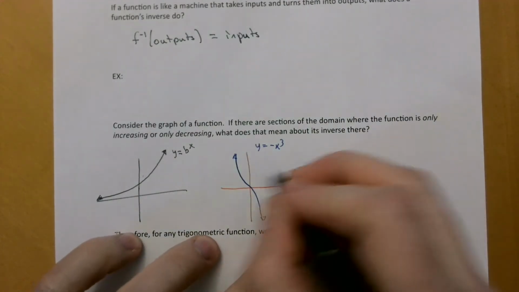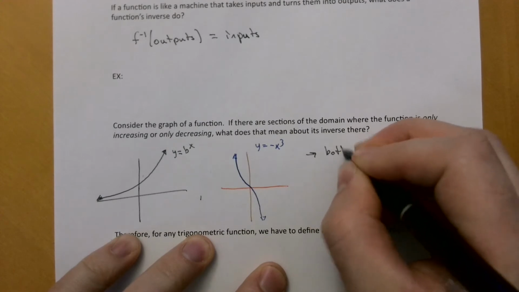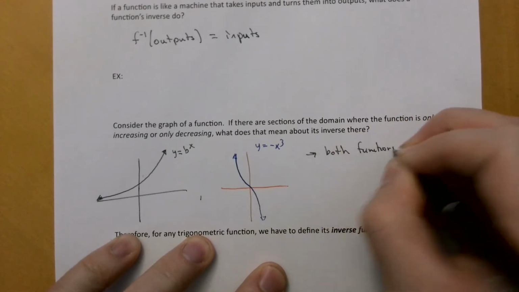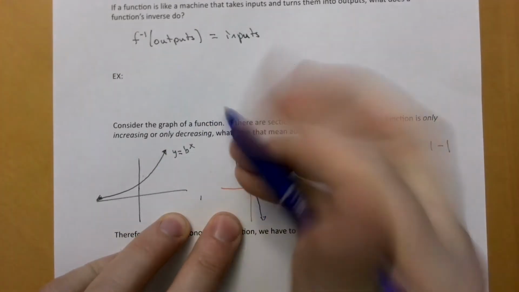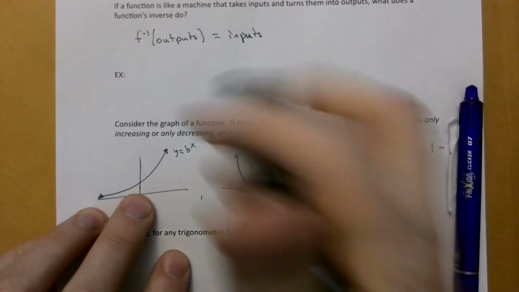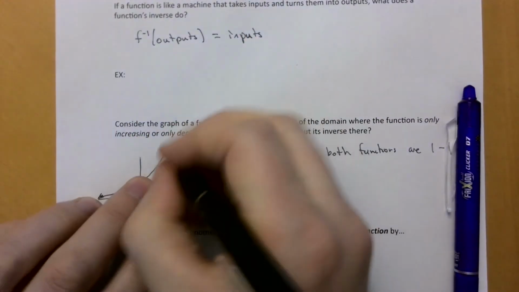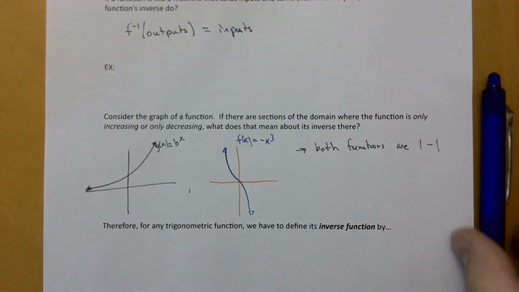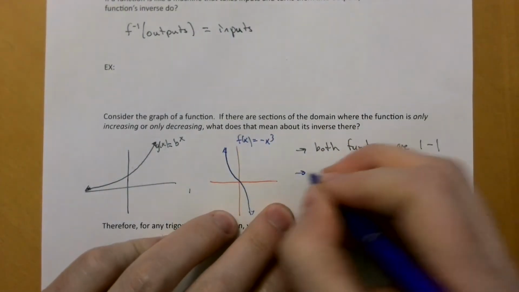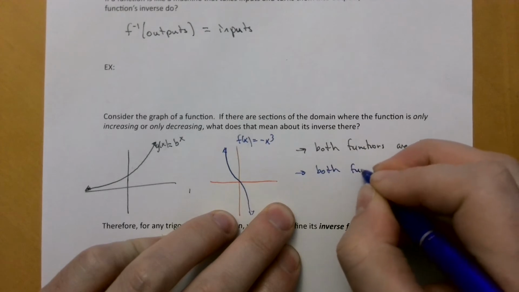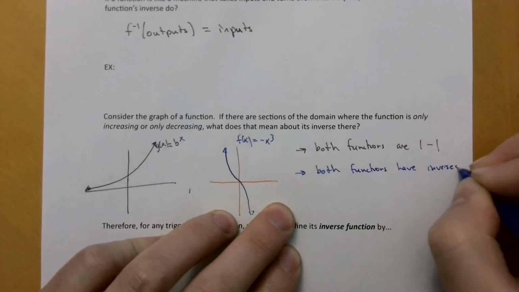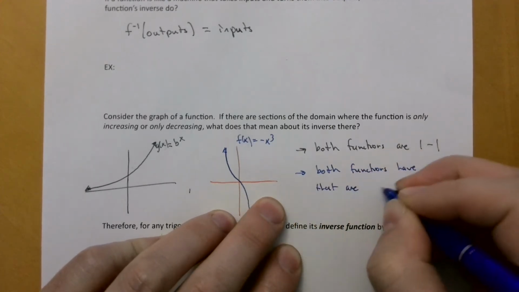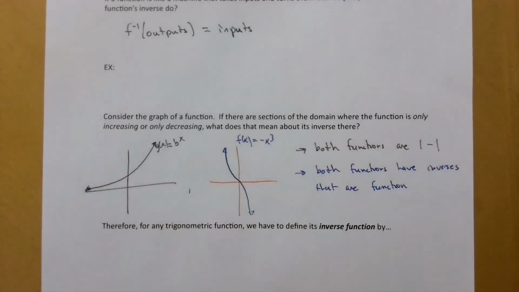Well, first, in both of these cases, we'll say both functions are 1-to-1, if you recall that definition. And let me actually rewrite these in function notation. So let's do f of x, and let's do g of x for this one. So both functions are 1-to-1, which means both functions have inverses that are functions. You can always find an inverse relation. It's just that inverse relation, we want it to actually be a function.